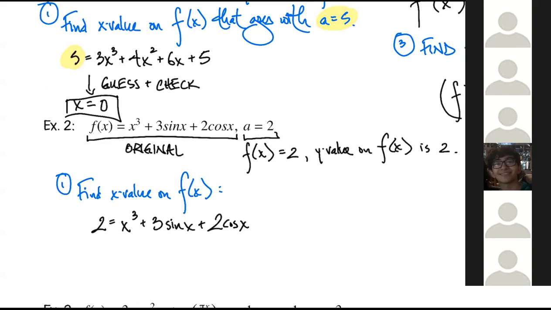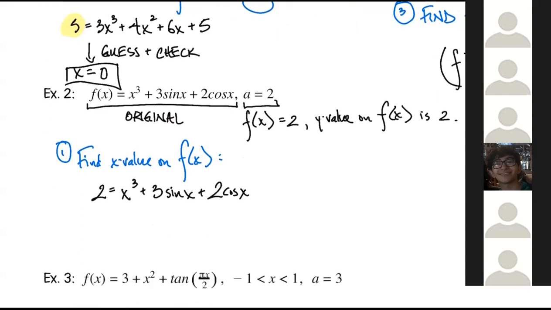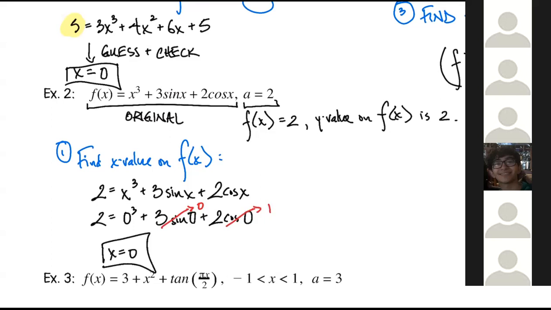All right, so let's try 0. So 2 equals 0 cubed plus 3 sine 0 plus 2 cosine 0. Sine of 0 goes to 0, cosine 0 goes to 1. Yes, indeed, an x value of 0 works just fine here. Good. So we found our x value.